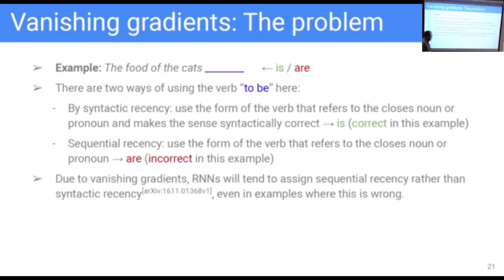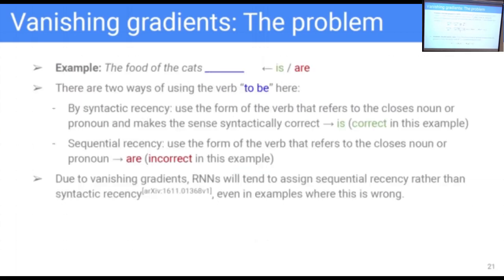Syntactic recency is to get the complement of the noun that is closest, but that is syntactically sensible. And sequential recency is simply to get the complement of the noun in this example that is closest, and that's it.